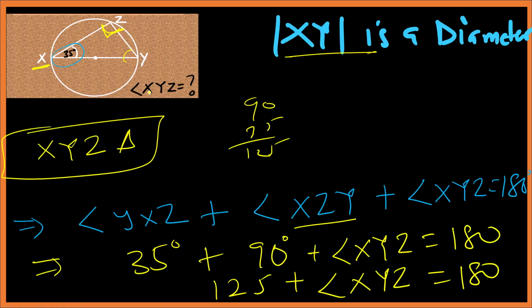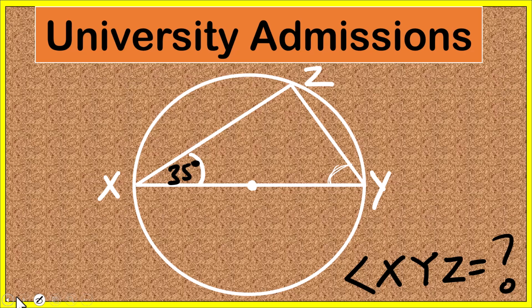So it means angle XYZ here is simply 55, and since XY is a diameter, the angle here is 90.